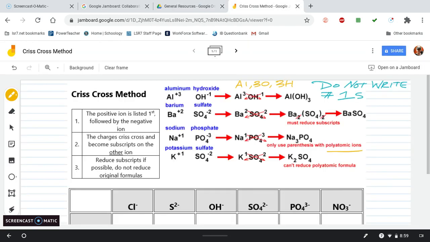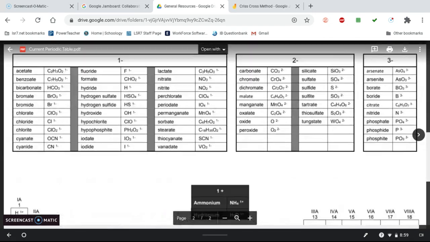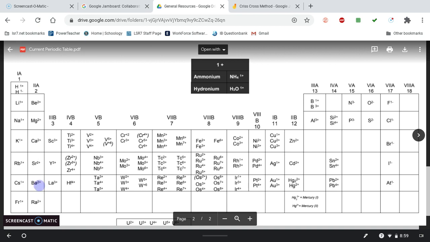When we're crisscrossing, if I was looking up barium, I would initially not know its charge. But if I go back to my periodic table and go down, here's barium right there, the very bottom of column 2. So that's going to be a +2, because it's in the second column. All right, so you can get all your charges.